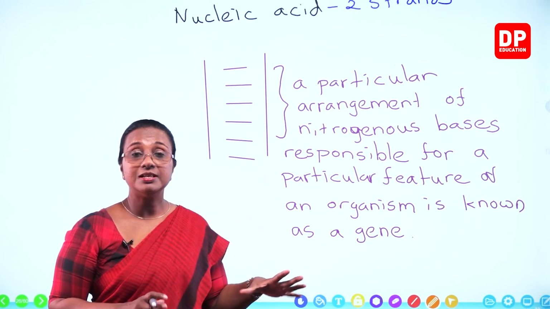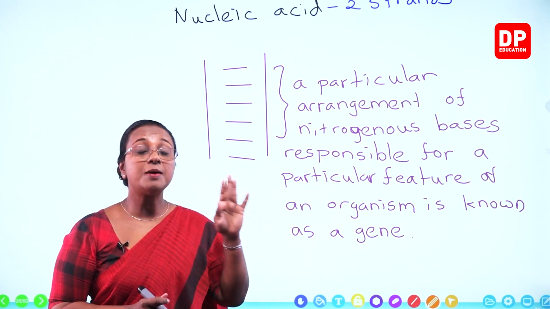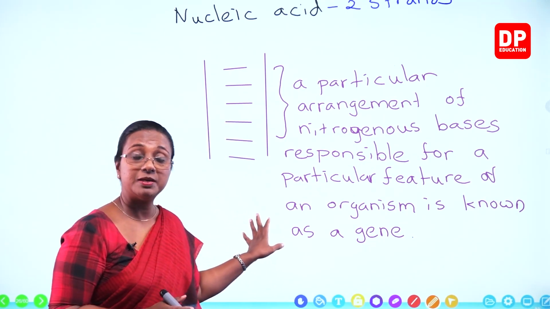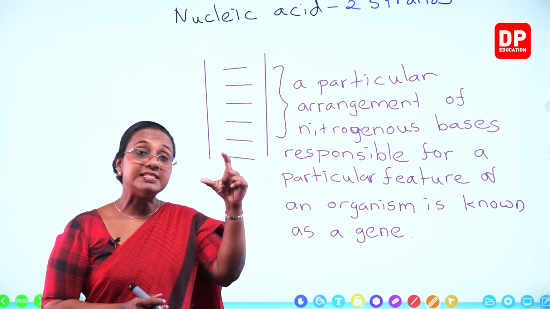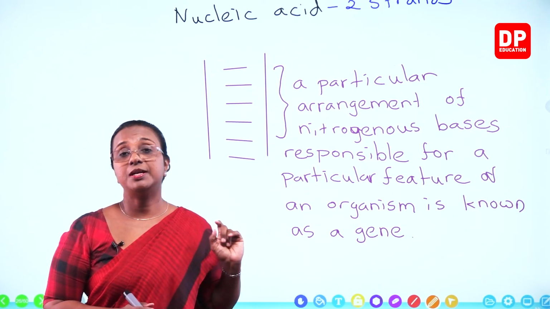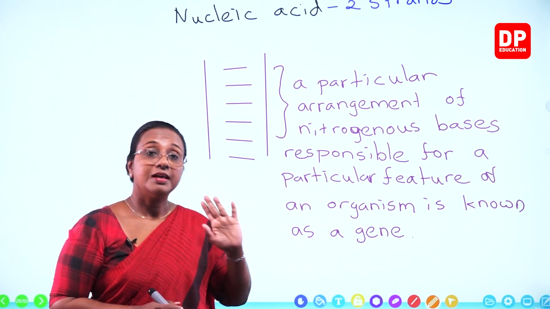So, in the nucleus, there is the chromosome, pair of chromosomes. Chromosomes are made up of DNA molecules, and DNA molecules have this particular structure, and segments of the DNA molecule responsible for a particular feature is what we call a gene. Is that clear?